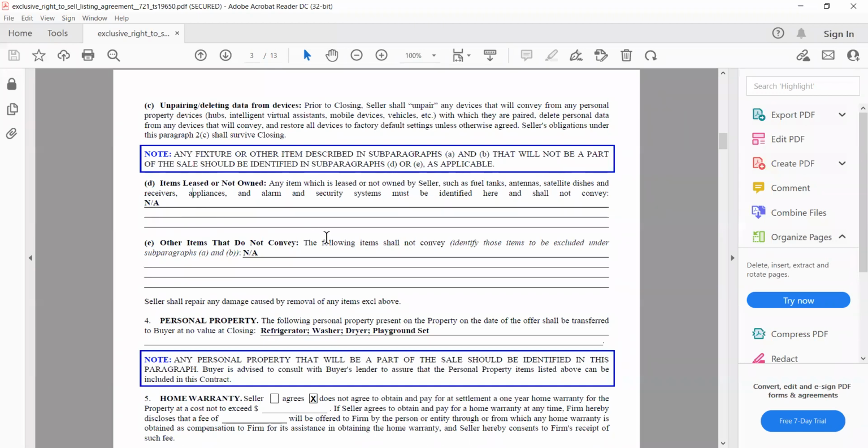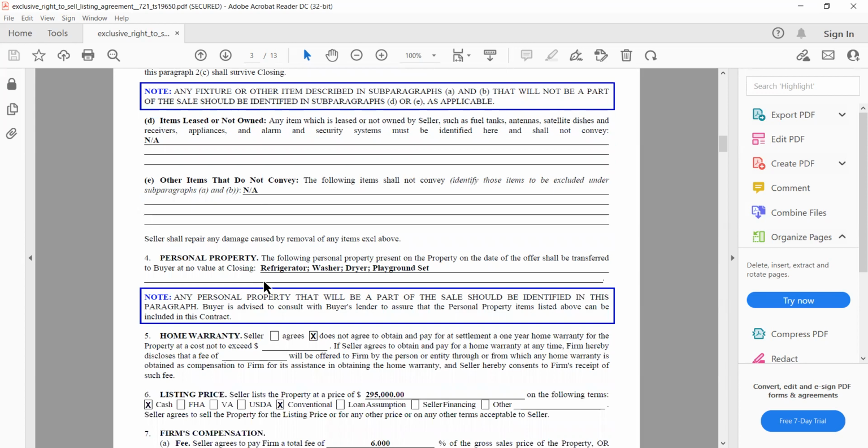Okay. Subset E says other items that do not convey. Well, you can use your imagination here. There are some things that might fall in here, but where my cursor is, it says identify those items to be excluded under subparagraphs A and B. So if it's a leased or not owned type of thing, it goes in D, anything else goes in E.